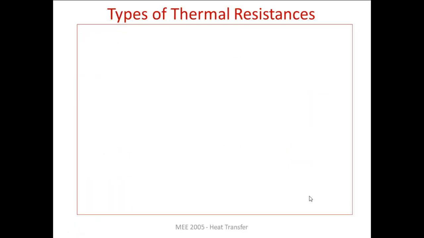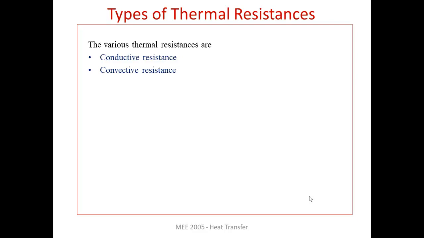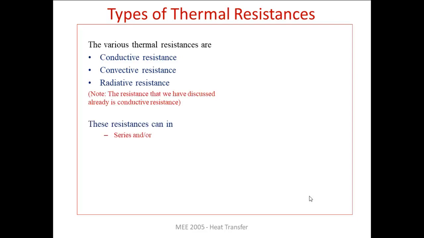Now coming to the different types of thermal resistances. Till now we have discussed only the resistance offered by conduction. So when we say thermal resistance, it can be by conduction, by convection or by radiation. These resistances can be either in series or in parallel. Now let us discuss how to calculate the equivalent resistance if the resistances are in series, and if the resistances are in parallel.